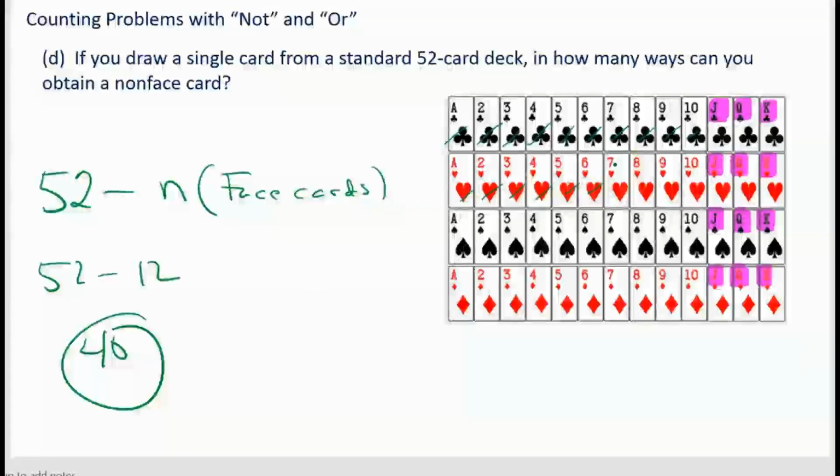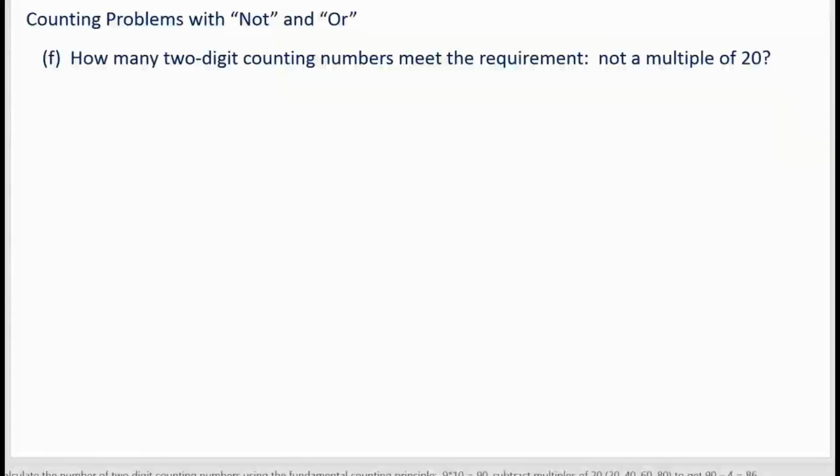But now don't throw this complement thing out thinking I don't need it. Because there are some times where you just cannot count the number. You will have to do the complement to get the job done. So make sure you're following what I'm saying here. Now here's a fun problem. F. How many 2-digit counting numbers meet the requirement that it's not a multiple of 20?